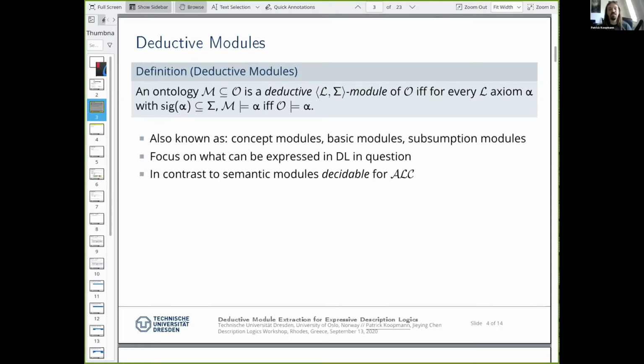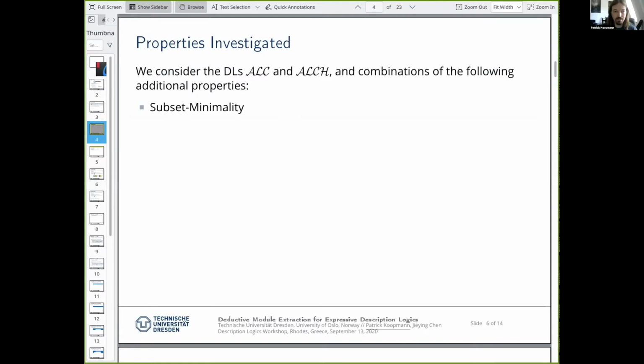For example, in contrast to other notions of modules such as semantic modules, we gain decidability here for general ALC ontologies. So in this paper, we consider the description logics ALC and ALCH, and we also consider some additional properties depending on the use case at hand.